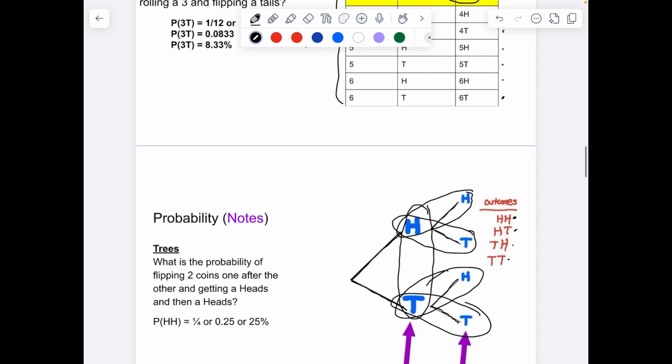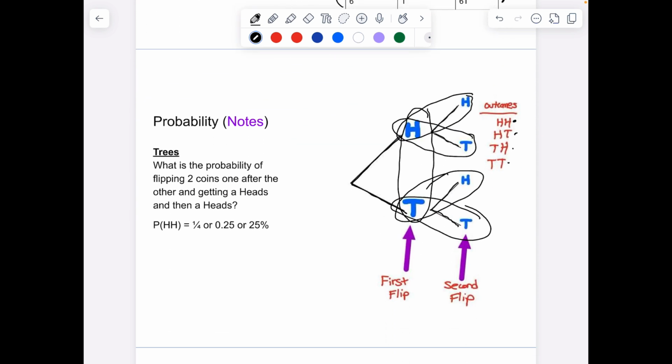So I can roll a 1 through 6: 1, 2, 3, 4, 5, 6. And then for my coin flip, I can get heads or tails: heads, tails, heads, tails, heads, tails, and heads, tails. So I can list out my outcomes again with rolling a 1, flipping a heads, rolling a 1, flipping a tails, and so on.